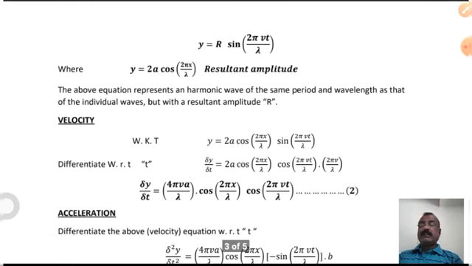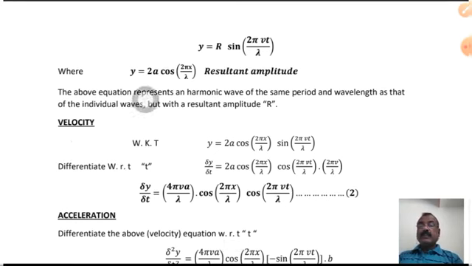This resultant wave equation is similar to both the individual equations, but for the resultant amplitude, we are going to consider the amplitudes as a and a. Here the resultant amplitude is 2a cos 2 pi x by lambda. 2a cos 2 pi x by lambda is the resultant amplitude. Now we want to know the expression for the velocity.